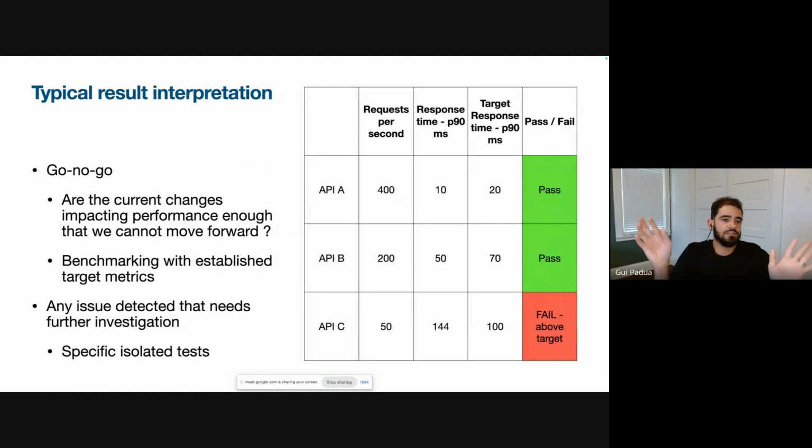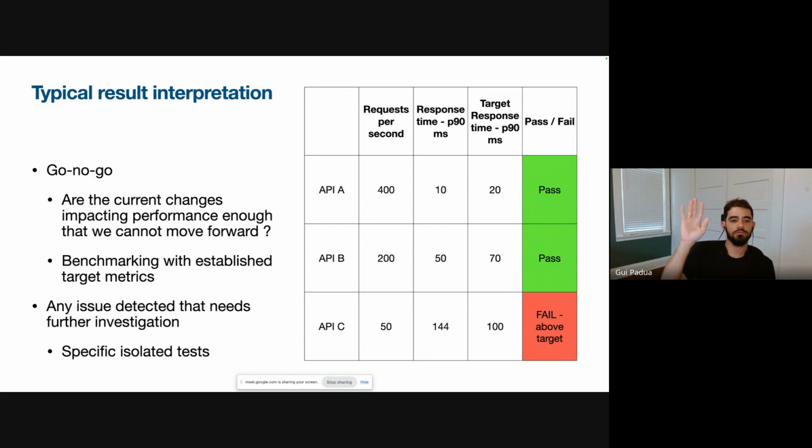And this is something similar: what is the result? How would you look at results? There was the go, no go, right? Oh, there were these changes. Is it impacting performance? What is the issue? Should we continue with the change going forward or not? And we could have something like this, an API A, B, C. How many requests per second is it doing? What's the response time? Does it match the target? Oh, it's above the target, it's taking too long. Okay, we would fail that test.